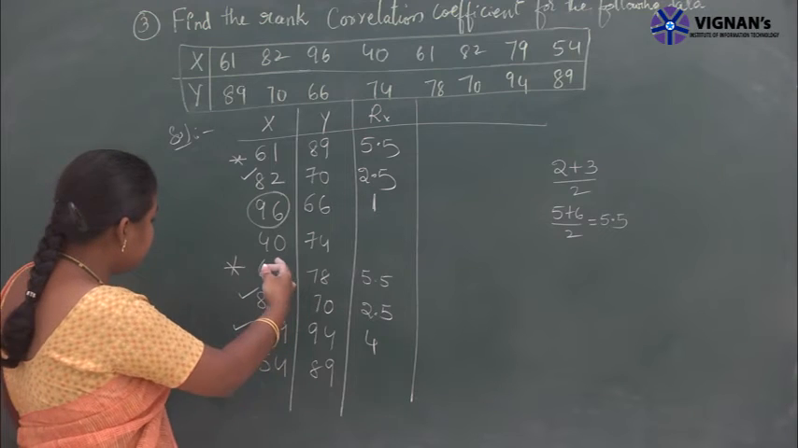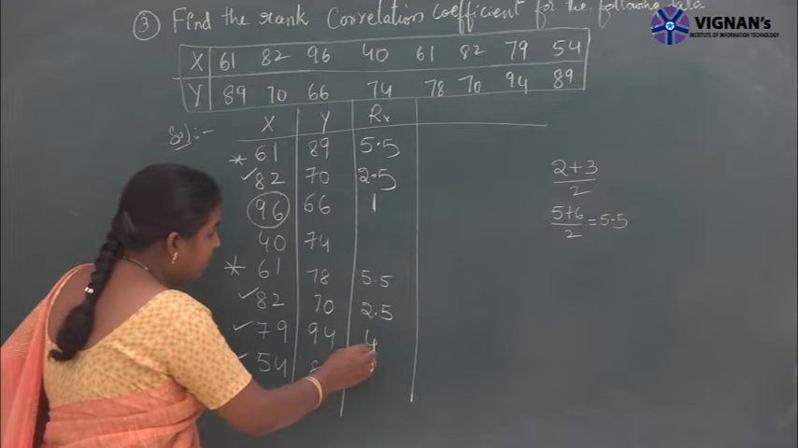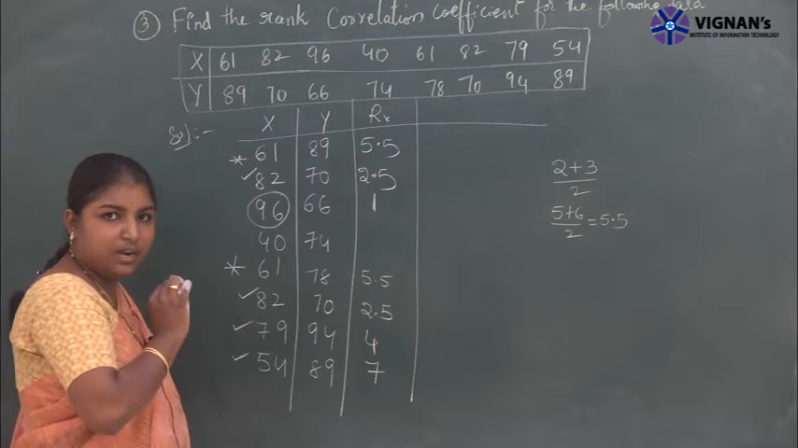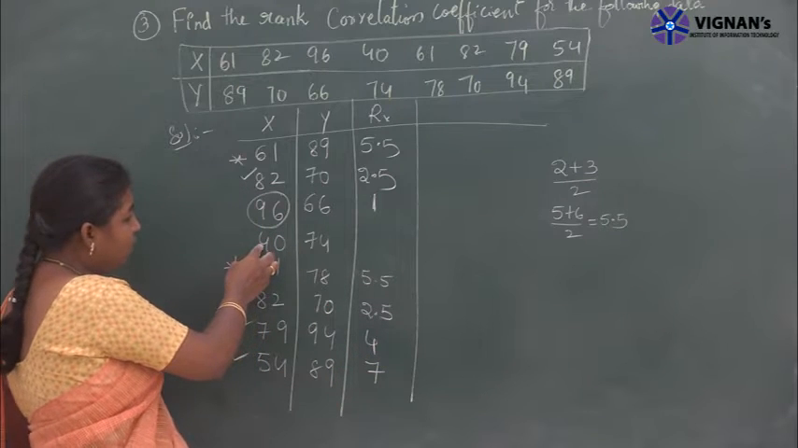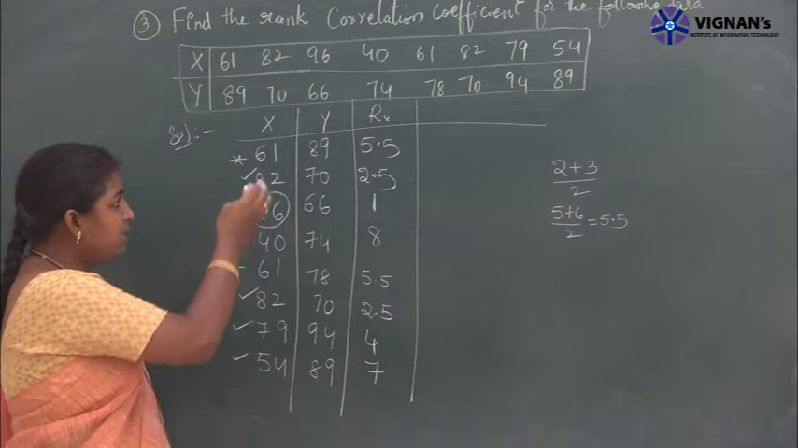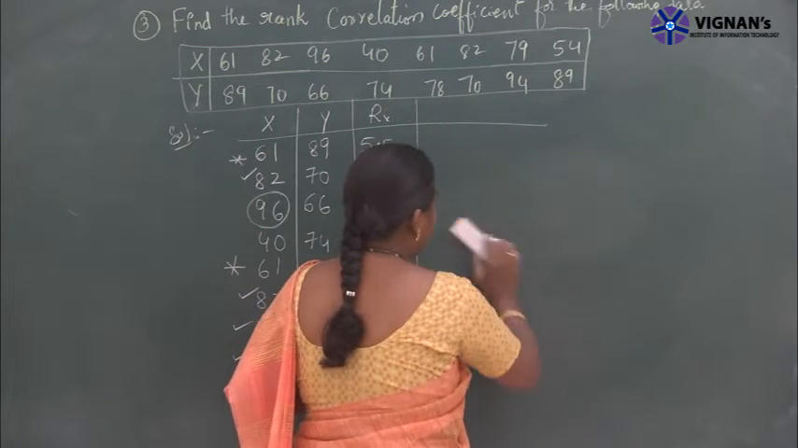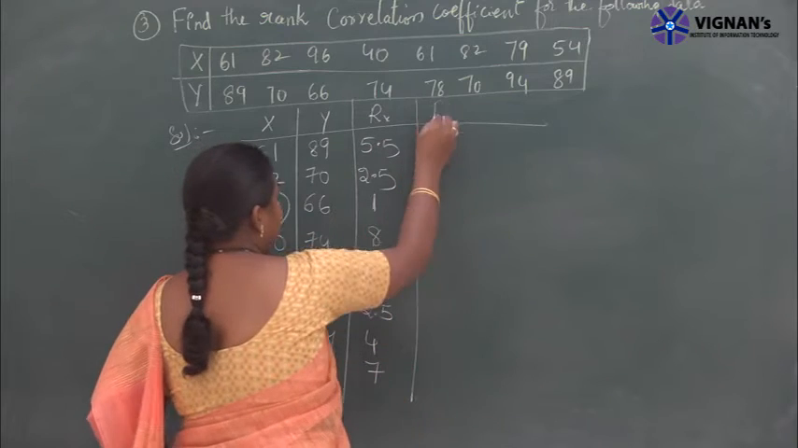The next maximum is equal to 54. We are giving for that one is 7. Right? Next value is 40. We are giving next rank is equal to 8. So these are the ranks for x values. Next we are doing the ranks for y, so that is represented by Ry.